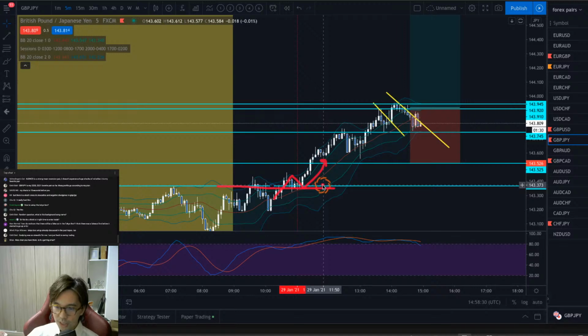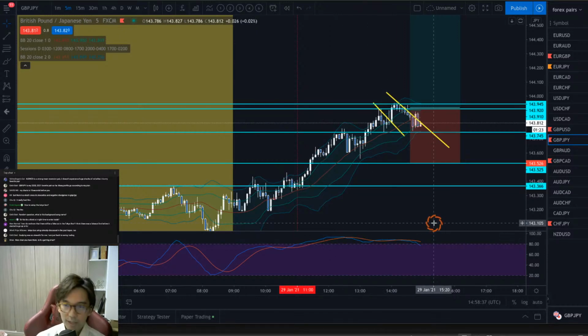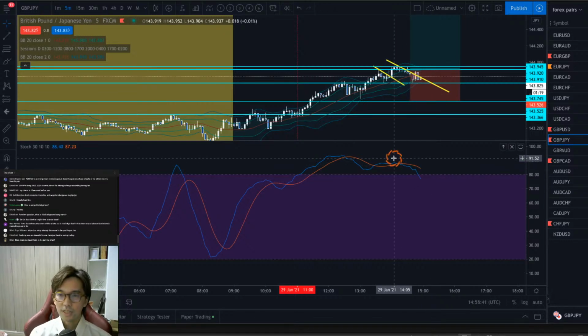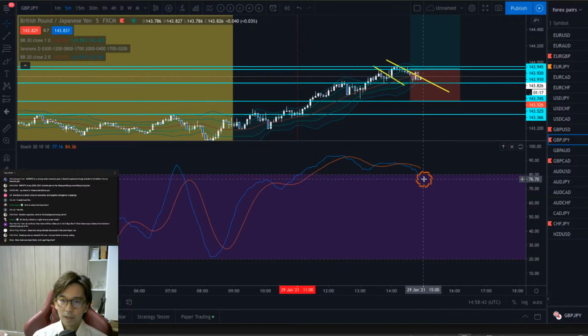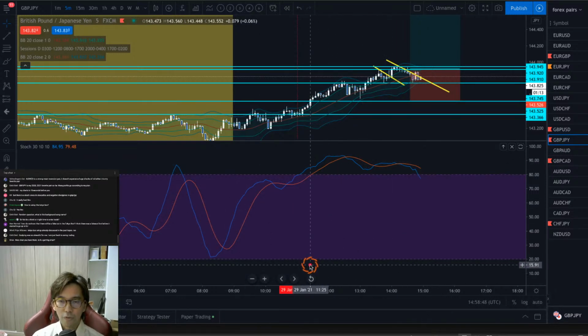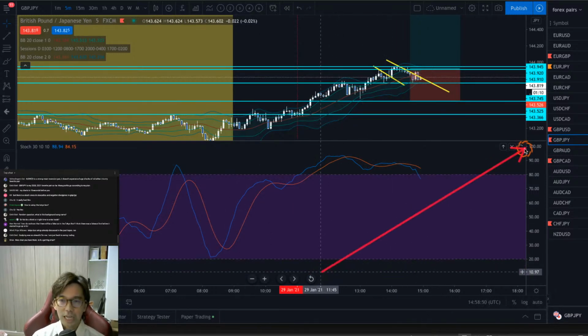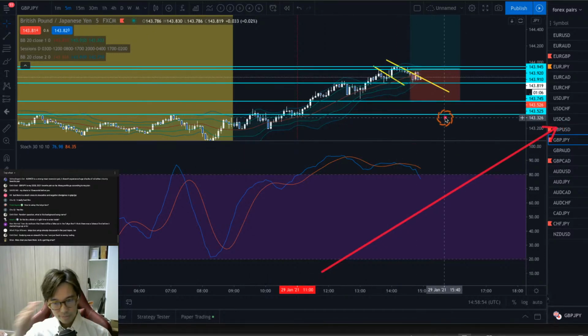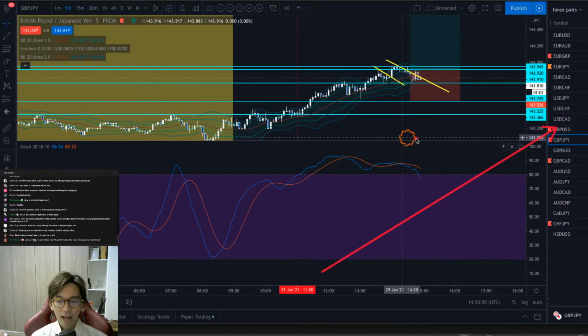There's the dead cross in stochastics and negative divergence in Pound JPY. So stochastics shows it's downtrending. It's the dead cross and downtrending. But overall, this is an uptrend. As we saw earlier, from the weekly chart and below, all the way down to the 30-minute chart, this is an uptrend. So I think it goes up still. This is happening in the 5-minute chart, and this might not be reliable.